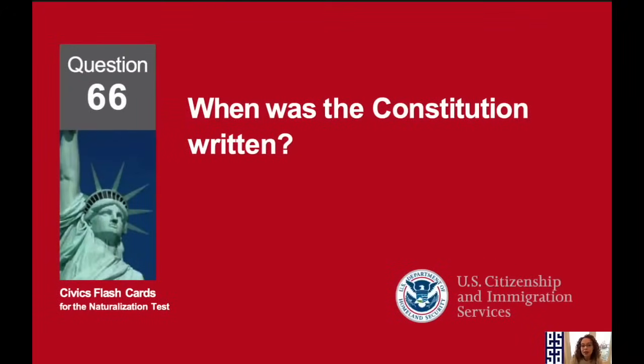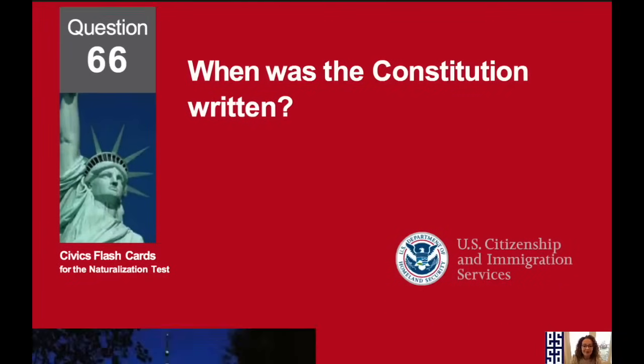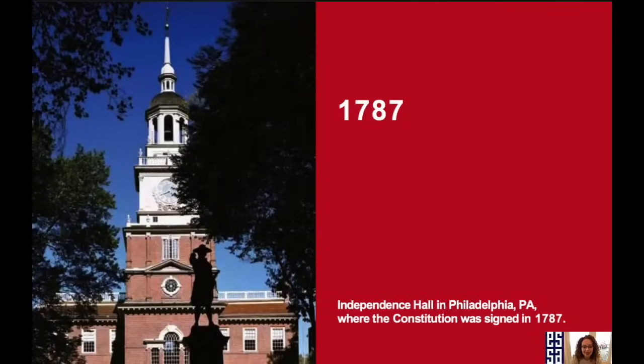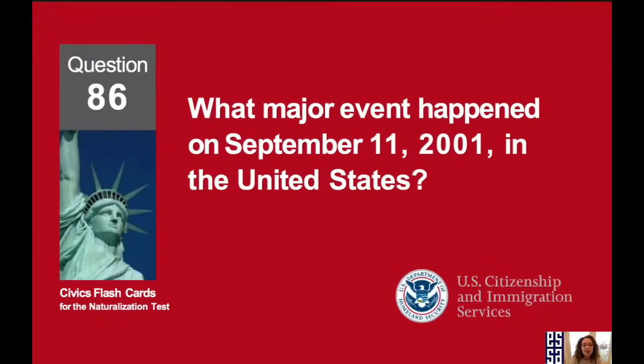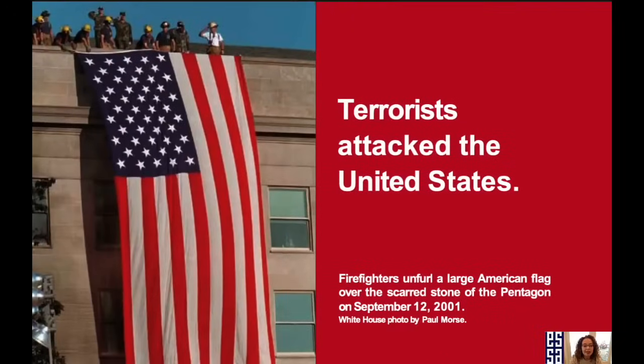When was the Constitution written? Seventeen eighty-seven. What major event happened on September 11th, 2001 in the United States? Terrorists attacked the United States.